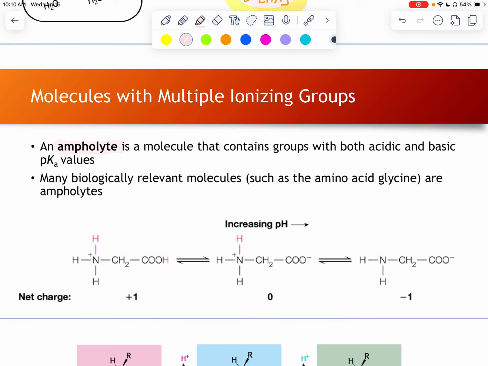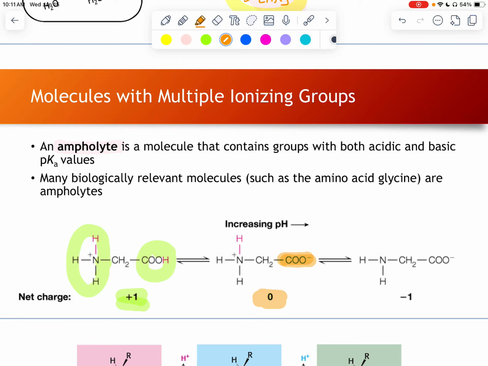So when we look at our amino acid glycine here, we can see that we've got two areas that can be charged, right? We've got our amino terminal and our carboxylate terminal. At really low pH, we'd expect both of them to be protonated in their acid form. And in this case, then that gives us a net +1 charge. As we start increasing the pH, the one with the lower pKa will deprotonate when we pass its pKa point.